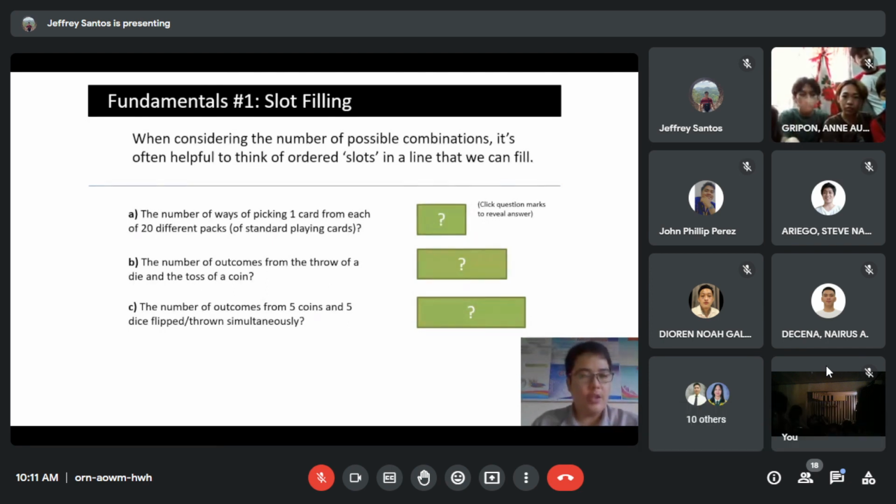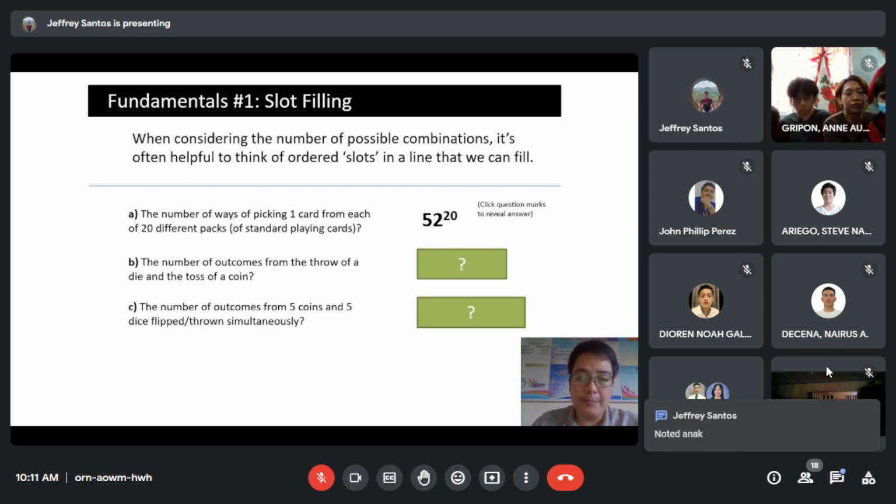Ano? So usually, ilan ba ang number of cards in a deck of cards? Usually 52, di ba? So in this case, to determine the possible number of combinations, since there are 52 cards in a deck and there are 20 different packs, then the number of combinations can be determined by using this formula: 52 raised to the 20th power. And whatever becomes the answer, yun na po yung sagot dito sa possible number of combinations.